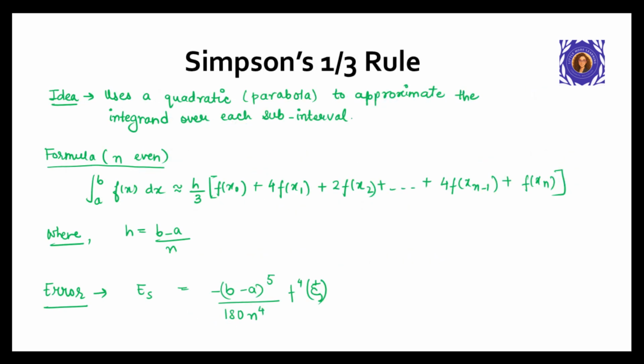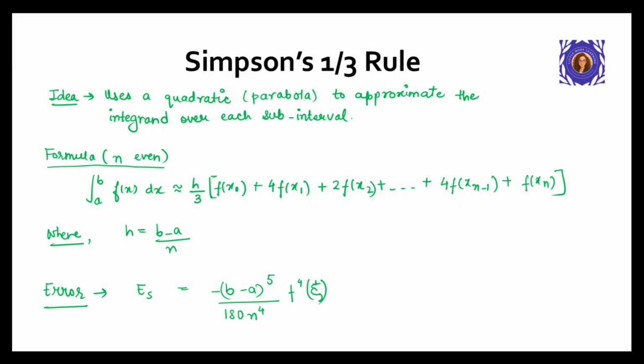Now, let's move on to something more accurate, the Simpson's 1/3 rule. Instead of drawing straight lines, this rule fits parabolas between every 3 consecutive points. That gives us a better approximation for curves, especially when the function has some curvature or complexity.